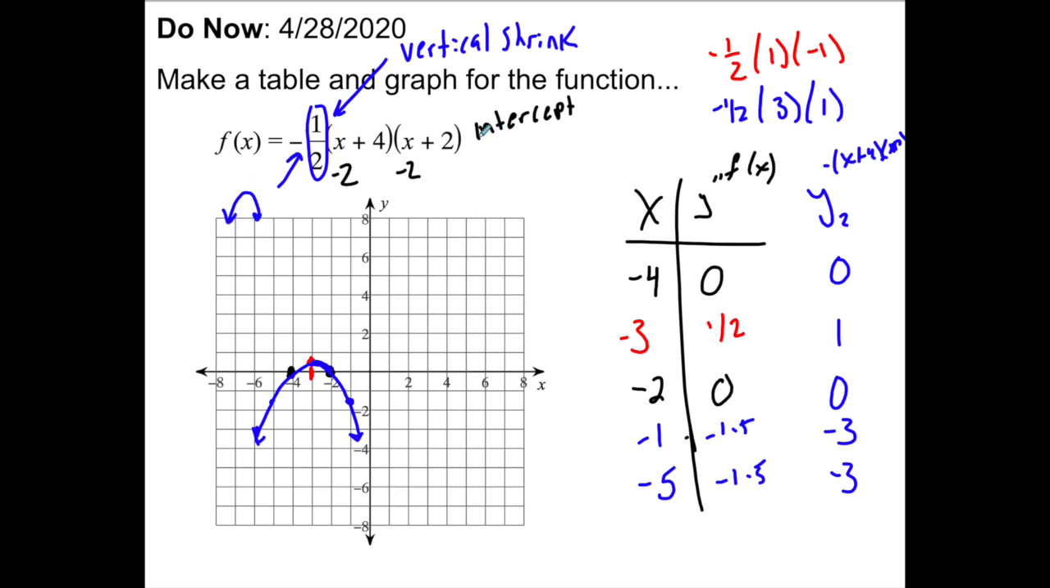Hopefully you found this to be helpful and you were able to get this correct. Today we're going to continue on with this handout, making sure we really are getting a strong understanding of intercept form.